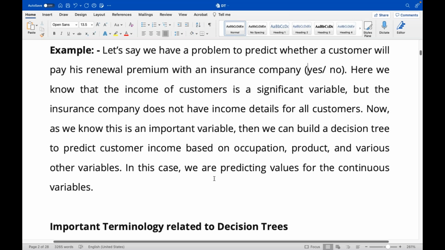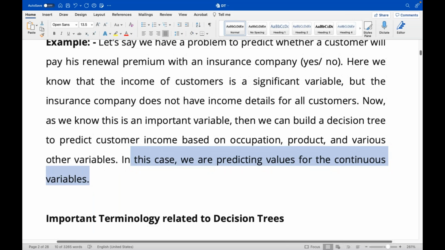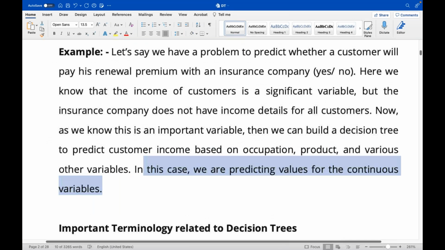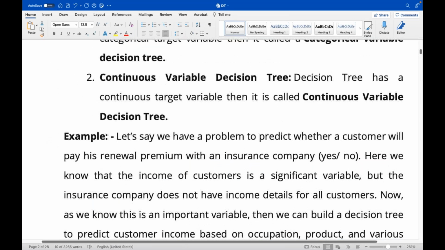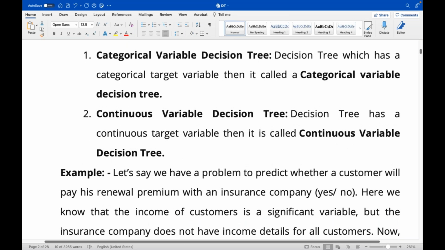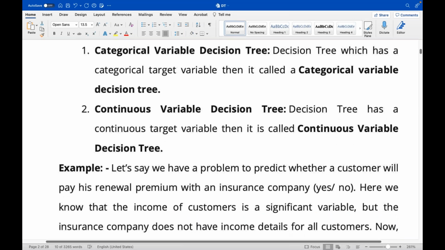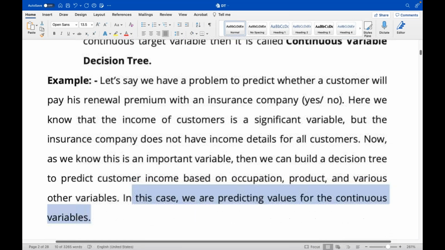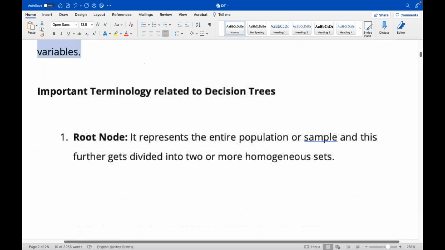In this case, we are predicting the value of a continuous variable. So if you are predicting a continuous target variable, then we can go with the continuous variable decision tree. If you are predicting classification information, then we can go with the categorical variable decision tree. So that's a very simple thing.